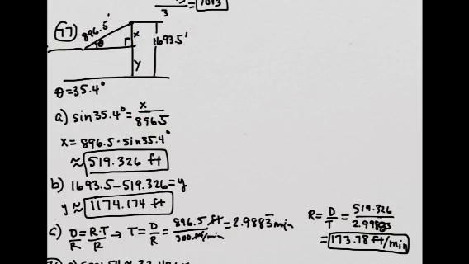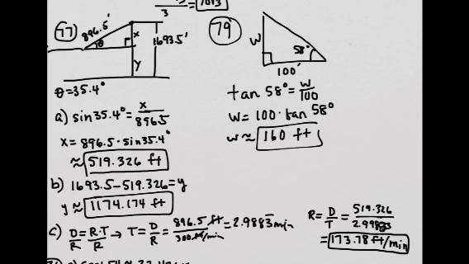That's your vertical rate. Alright, so 79, you were given the figure with the triangle and the missing piece, so this is what you're solving for. Given this side and this angle, and looking for this side means that you would use tangent, because tangent is opposite over adjacent. So this is the setup right here. Multiply by 100 on both sides, so you get W equals 100 tangent 58. Punch it into your calculator, and you get 160 feet.